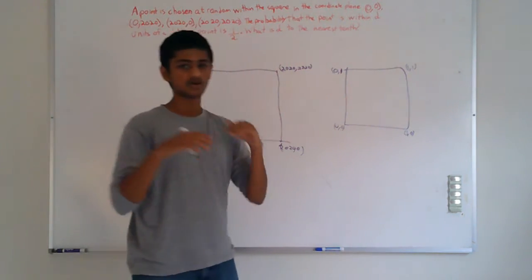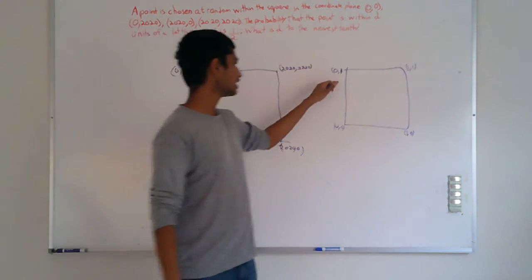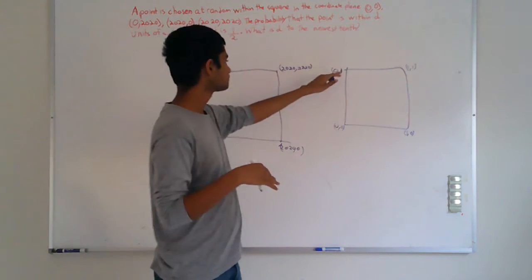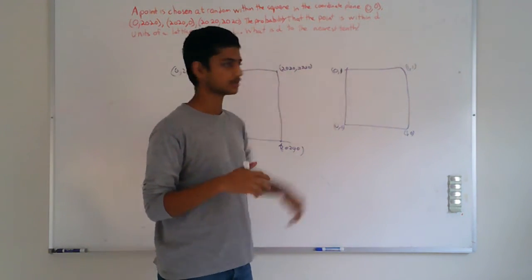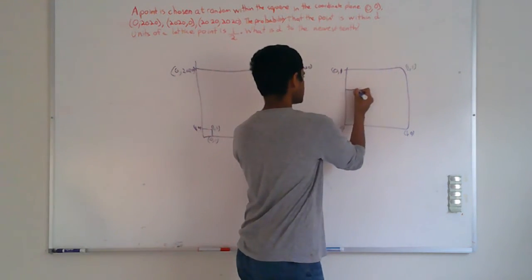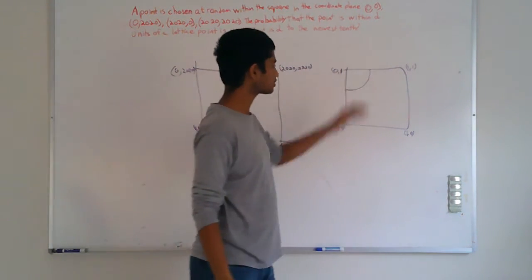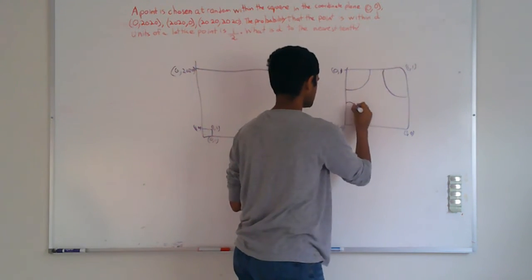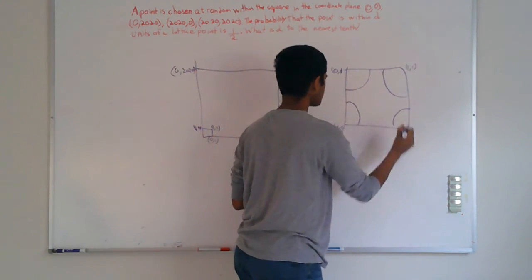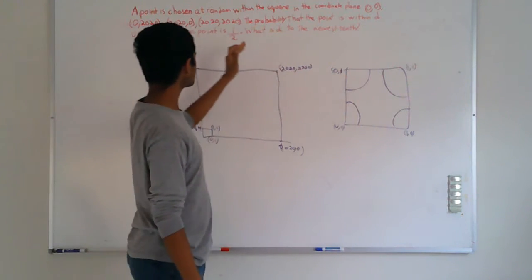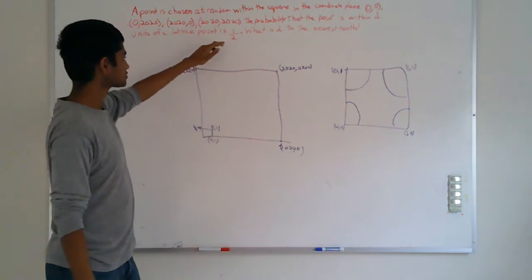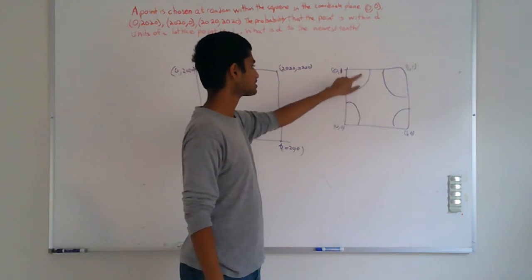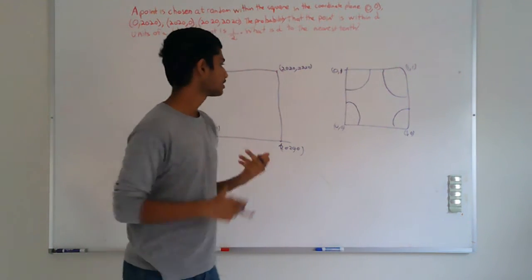In order to be within a certain number of units of a lattice point, you have to be within a radius from this point. So it's going to look like a kind of quarter circle over here, and that's going to apply to every single one of these points. So I'm going to draw quarter circles for all of them. And then what we have to note is that the probability is 1/2, meaning that the area outside of the circles is the same as the area inside of the circles, right?